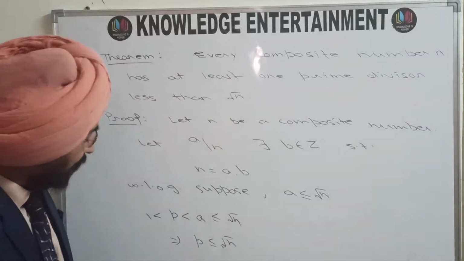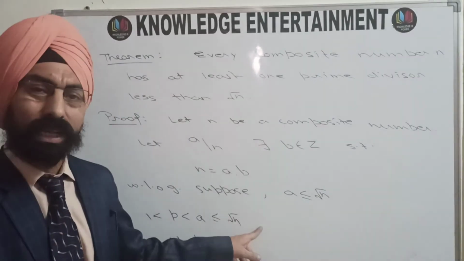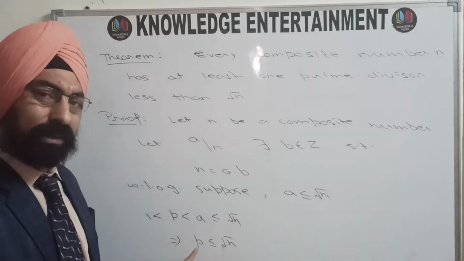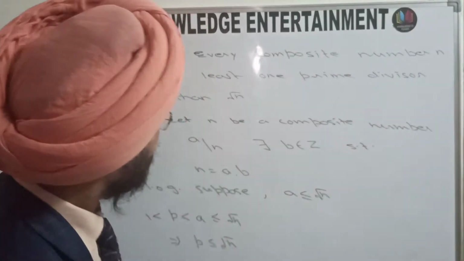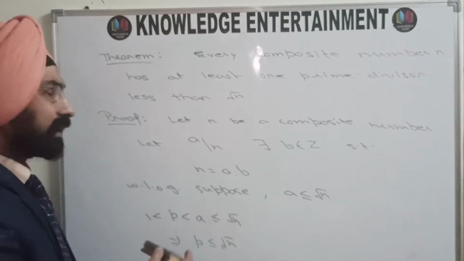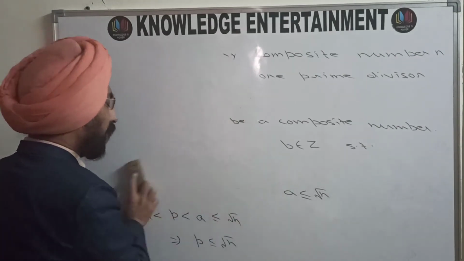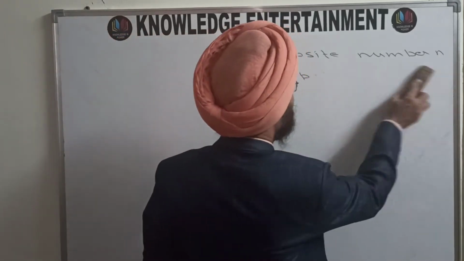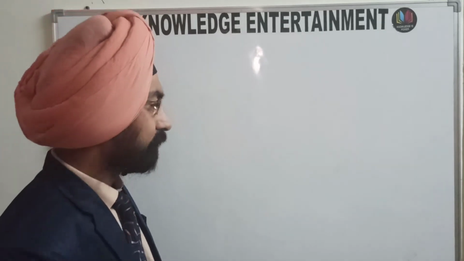So p is a divisor of a and a is a divisor of n, so p is a divisor of n also. So we have a prime divisor p less than or equal to square root of n, and that fact we will use when we learn how to apply the sieve of Eratosthenes. This fact will be taken into account at that time.